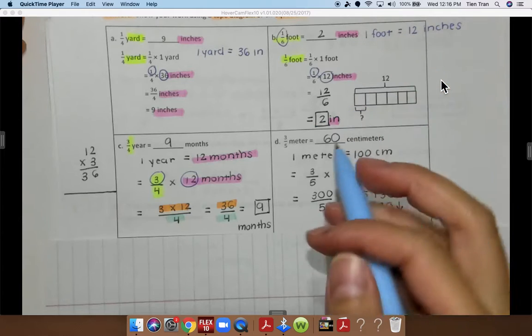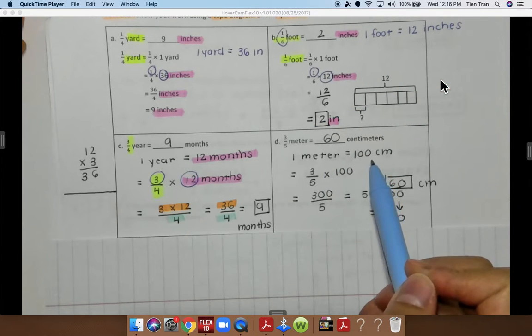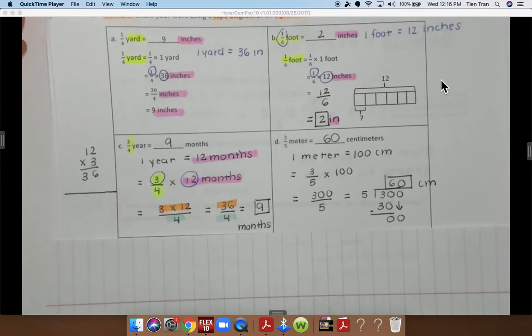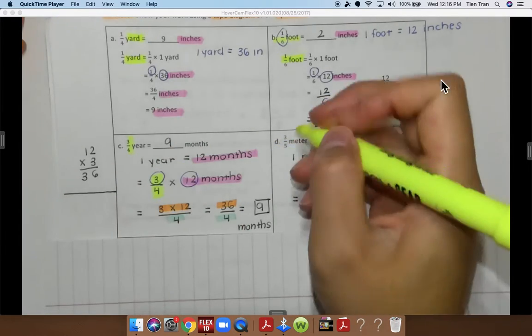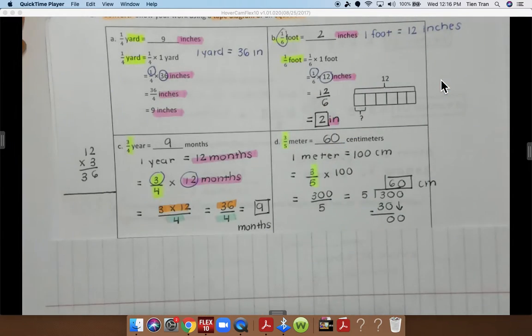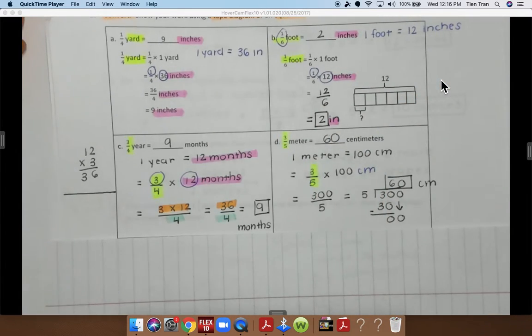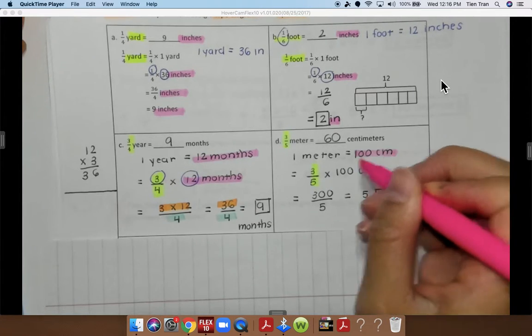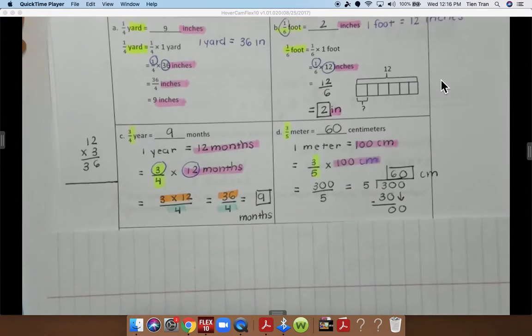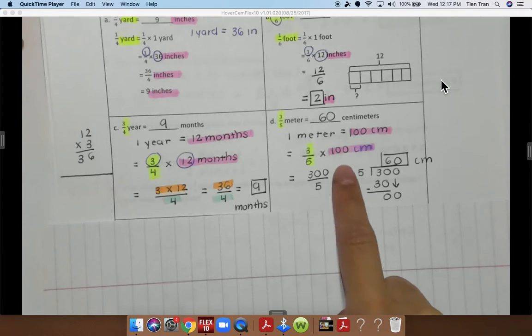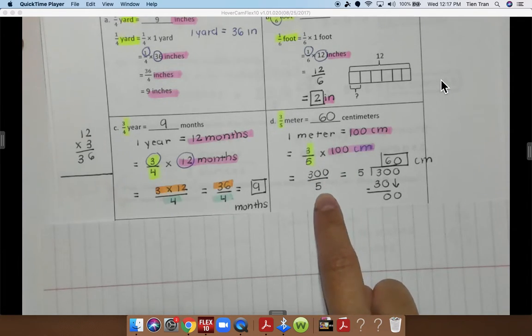On the other side, I am converting meters to centimeters. We know that 1 meter is equal to 100 centimeters. So what I have here is 3/5 of a meter, which is given, and I am changing it to centimeters, and that's where I get 100 centimeters from. So when I multiply 3 times 100, I get 300, and my denominator is going to be 5. So now I have 300 divided by 5.